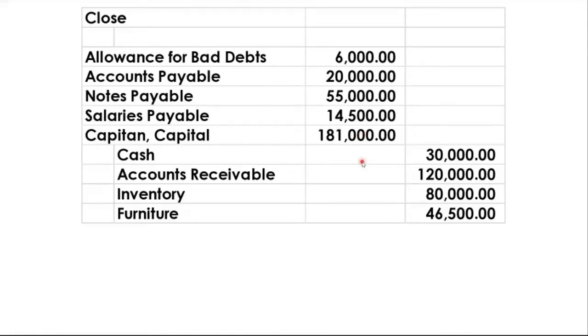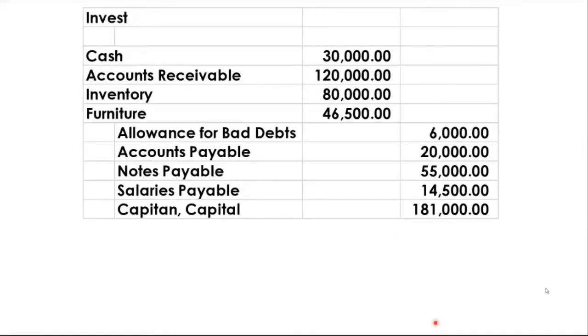All right. So with that, we can now prepare the adjustment or the investments. This will be the journal entry for the investment of capital. So we have cash, receivable, inventory, and furniture, allowance for bad debts, accounts payable, notes payable, plus the salaries payable here, giving us the capital of 181,000.